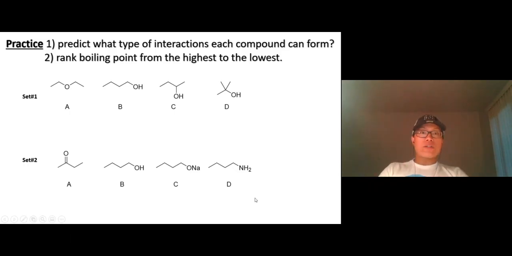All right, let's do this on your own first, okay? And check with me. Predict the type of interaction of each of these compounds, and then rank the boiling points highest to lowest. Start with step number 1 here. So in A, what do you guys see?